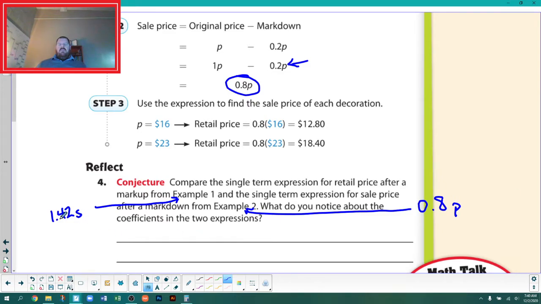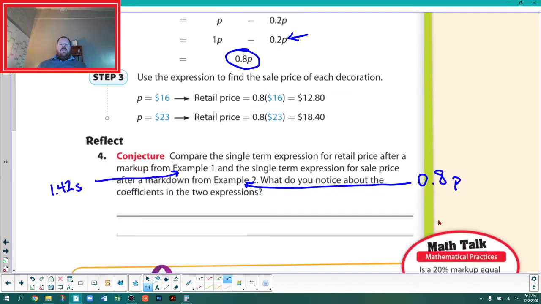In the markup, my coefficient, my number being multiplied by s, is bigger than 1. And in a markdown or a discount, my number multiplied by the variable is less than 1. Okay, those are the two things that we want to see. So for a markup versus markdown.